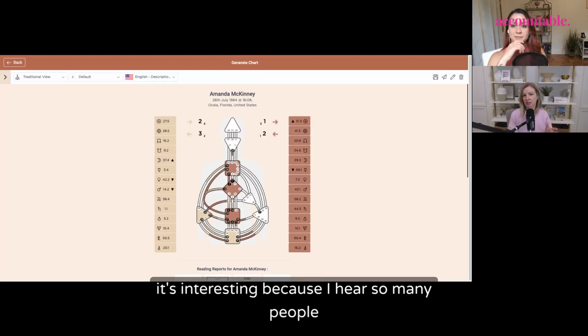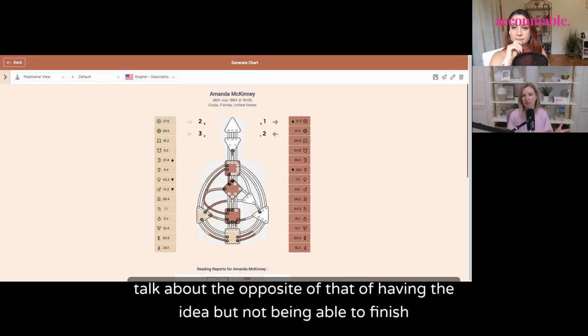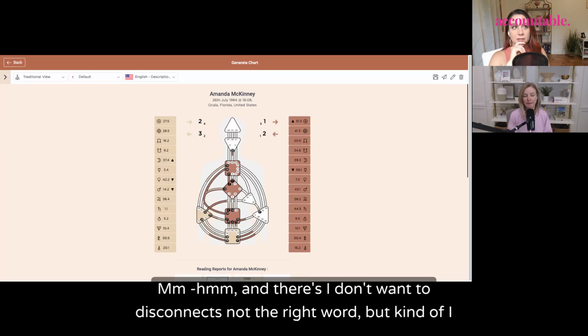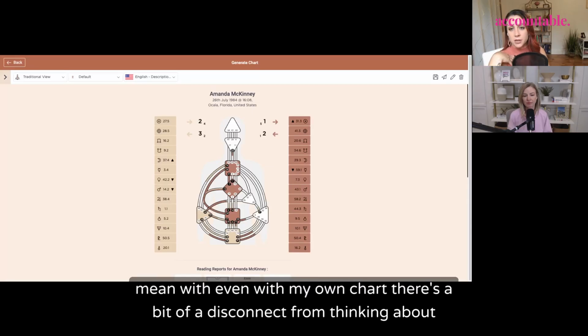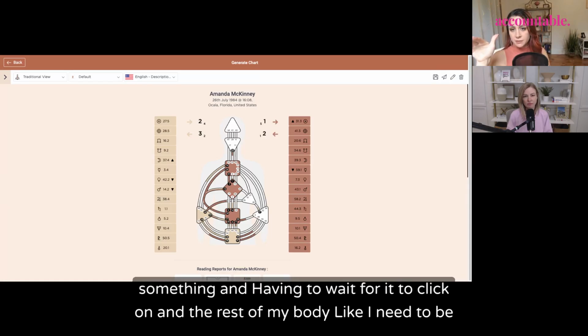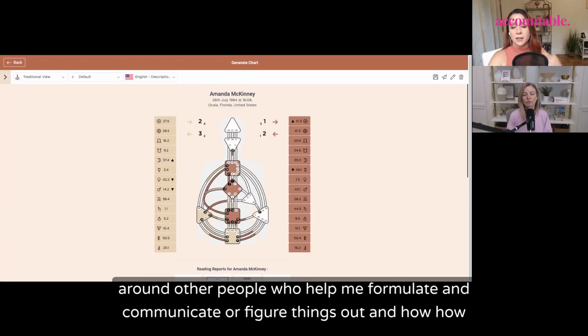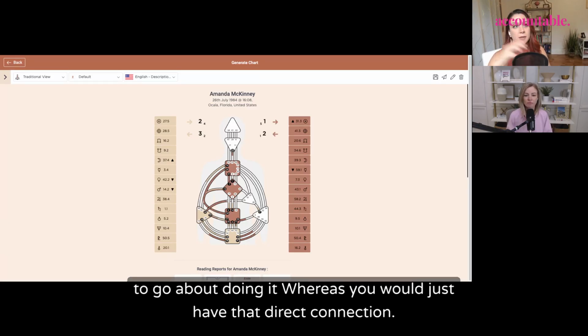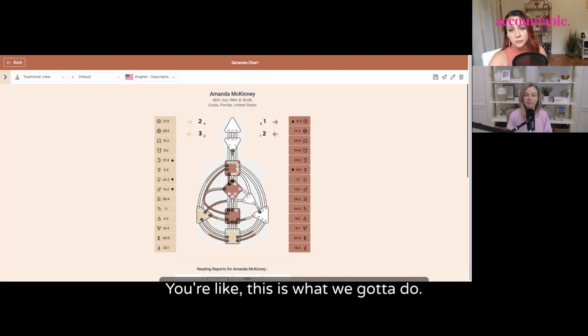But it's interesting because I hear so many people talk about the opposite of that, of having the idea but not being able to finish it. Mm-hmm. And I don't want to say disconnect, that's not the right word, but kind of. I mean, even with my own chart, there's a bit of a disconnect from thinking about something and having to wait for it to click on in the rest of my body. Like I need to be around other people who help me formulate and communicate or figure things out and how to go about doing it. Whereas you would just have that direct connection. You're like, this is what we got to do. Got to do it. And it just takes me a minute. Or so other people.